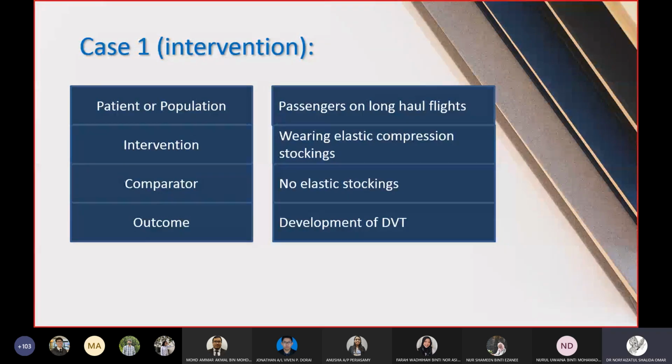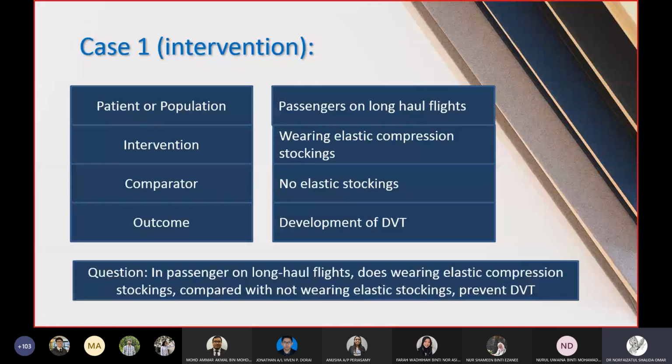So, of course, the clinical question. Usually, clinical questions will sound like this: in passengers on long haul flights, does wearing elastic compression stockings compared with not wearing elastic stockings prevent DVT? So these are usually the way they word the clinical question.